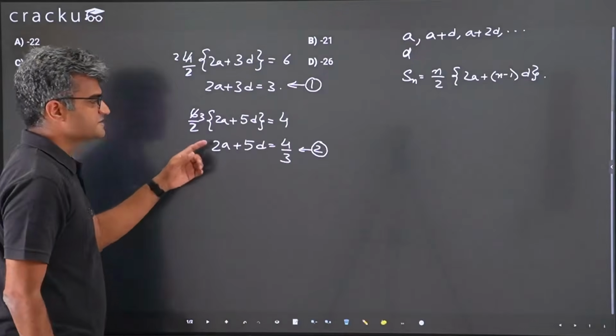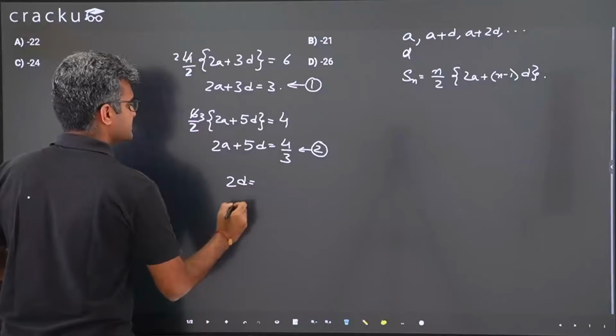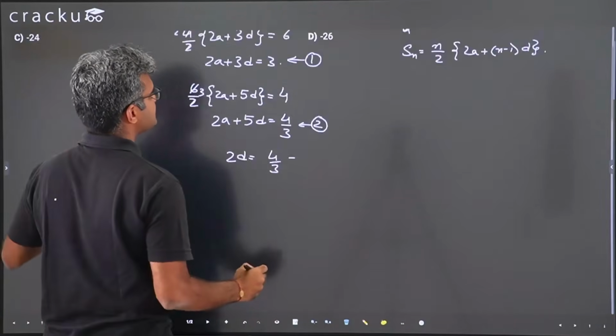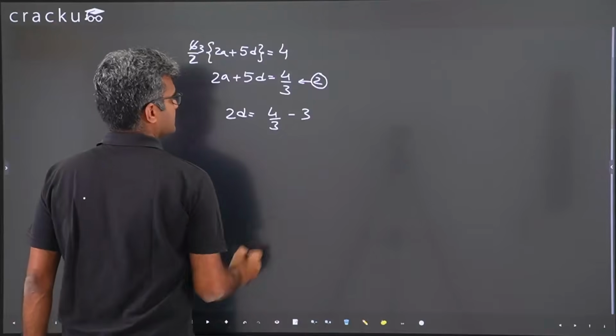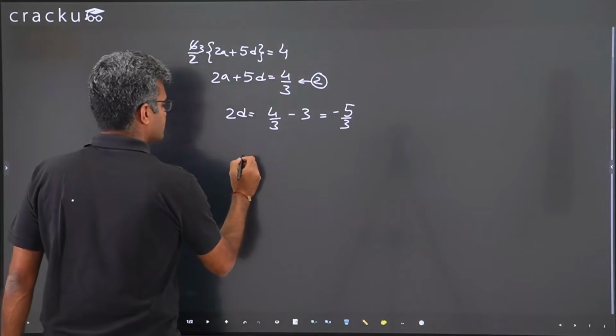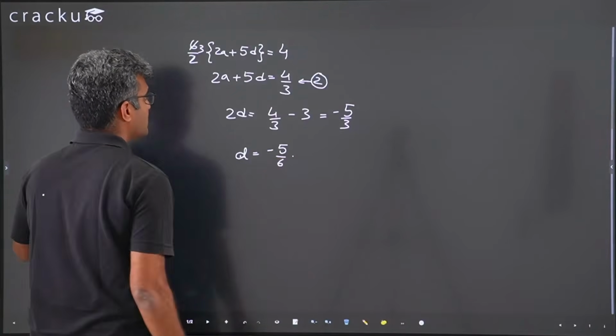If you subtract the first equation from the second equation, you are going to get 2d is equal to 4 by 3 minus 3. This is equal to minus 5 by 3. Or the value of d is equal to minus 5 by 6.